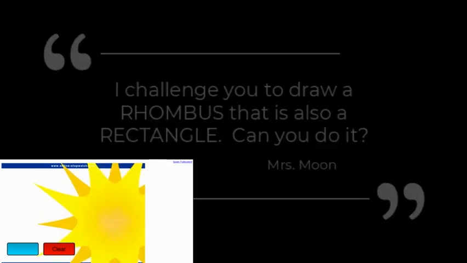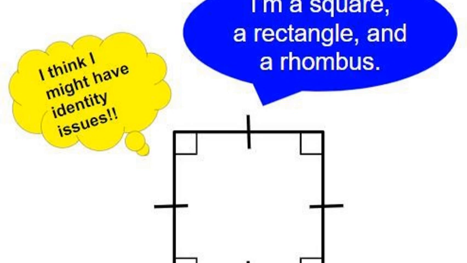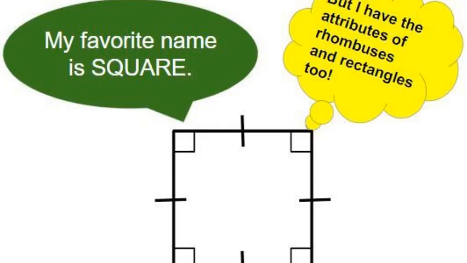I know what you're all thinking. This is a square. Well, it is. It is a square, but it's also a rectangle and a rhombus. It has identity issues, I think. Remember, a rectangle has to have opposite sides equal and 90-degree angles, but rhombuses just have to have all sides equal and parallel lines. Therefore, the square is a rhombus and a rectangle.